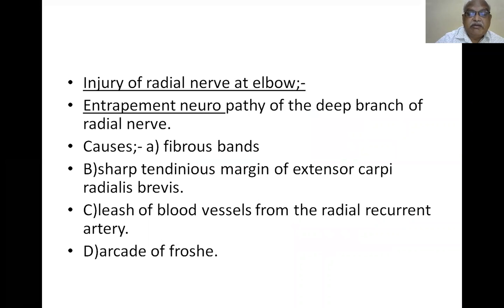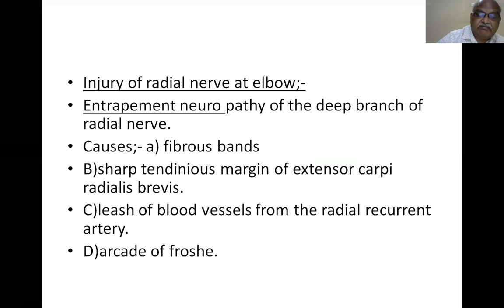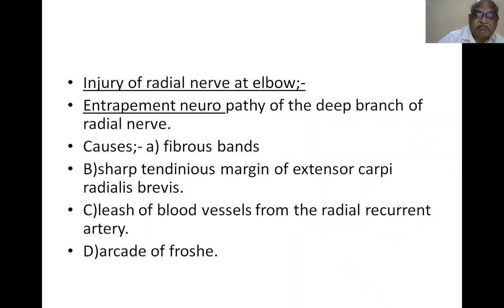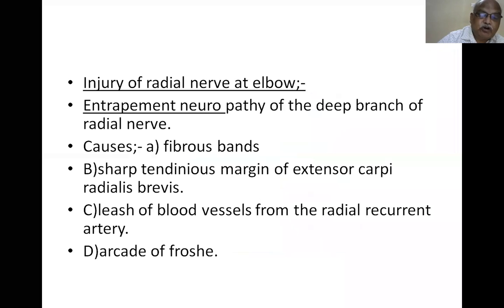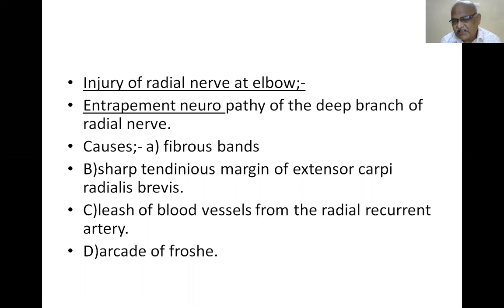Now, injury of the radial nerve at the elbow. Entrapment neuropathy of the deep branch of the radial nerve is caused by fibrous bands. Certain fibrous bands form at the elbow, in the extensor carpi radialis muscle, and can compress the deep branch of the radial nerve and cause entrapment neuropathy. For example, in carpal tunnel syndrome, the median nerve goes behind the flexor retinaculum. If that nerve is enlarged, the space is limited and entrapment neuropathy occurs. That leads to carpal tunnel syndrome when median nerve entrapment occurs.